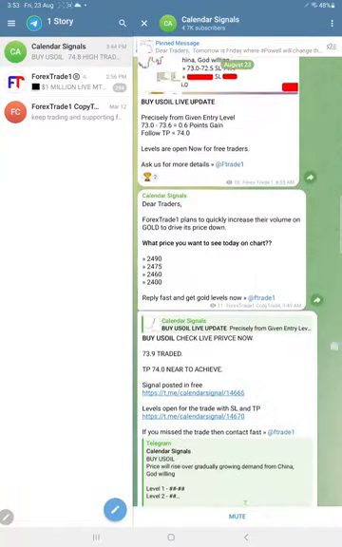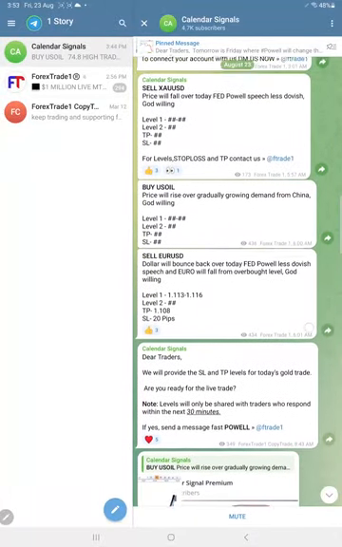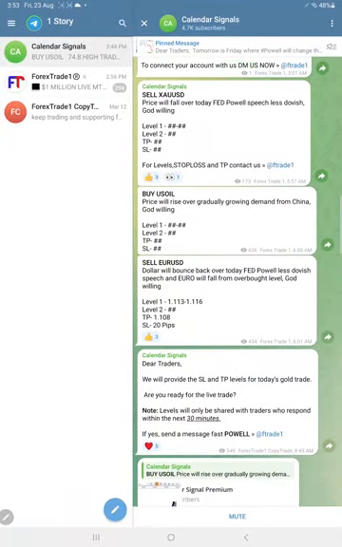Here is the performance for today's calendar signals. Today's date is 23rd of August, and today we gave these three signals: sell gold, buy oil, and sell euro USD. Signals posted in this channel are given based on economic related news, and also we are considering the oversold and overbought market conditions.